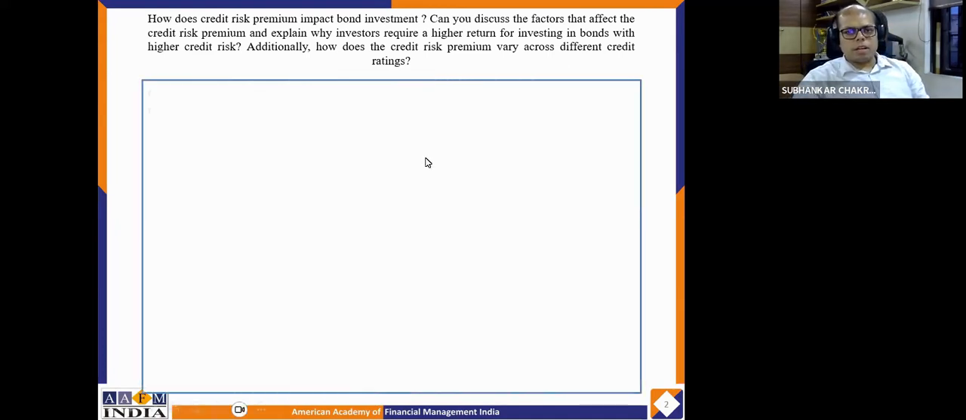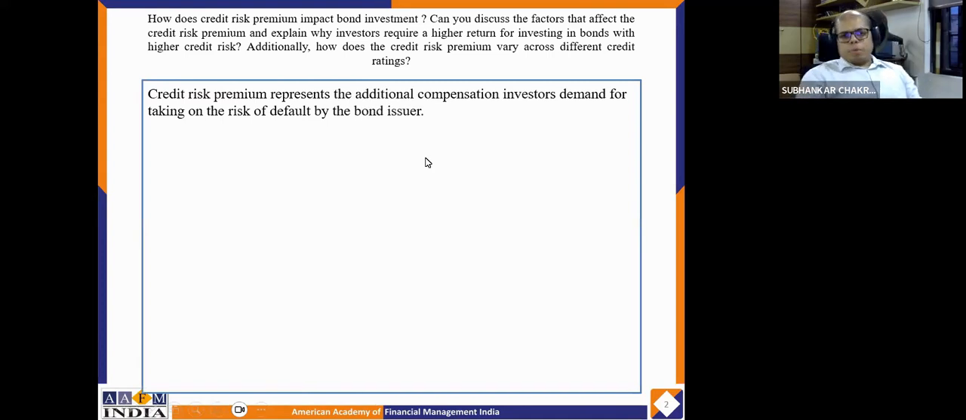So let us understand what is credit risk premium. Credit risk premium basically represents the additional compensation, or the additional return, that an investor will demand for taking the risk of default. So here, if an issuer defaults, there is a complete loss of principal. All right, it's a total loss of principal, or maybe partial loss of principal.